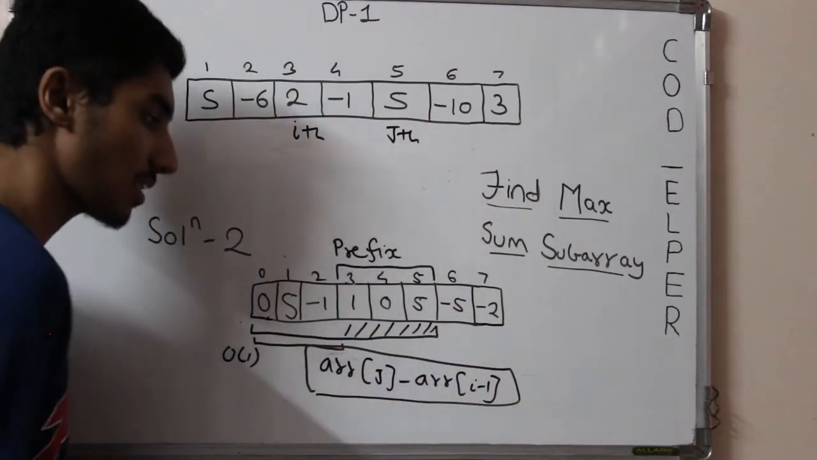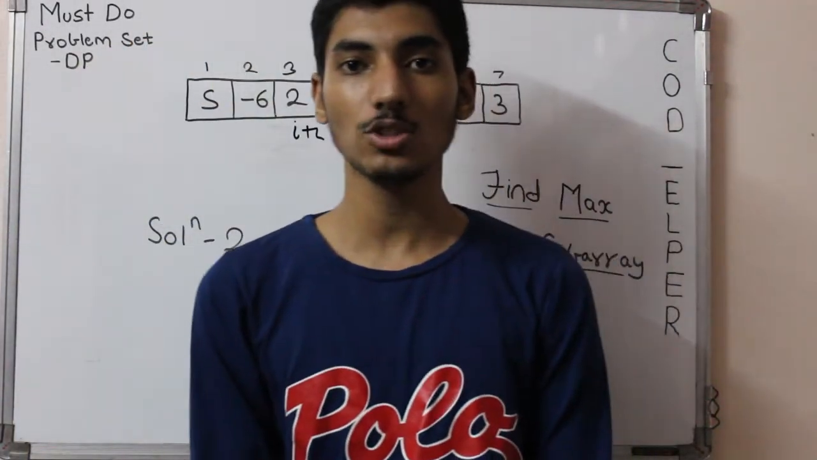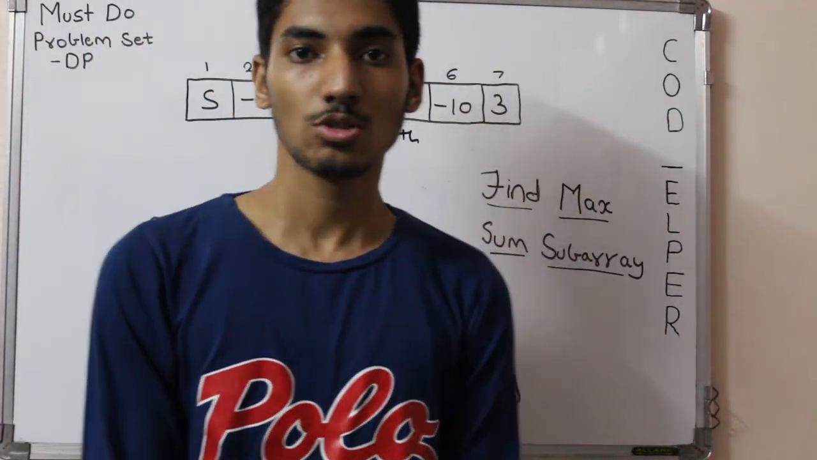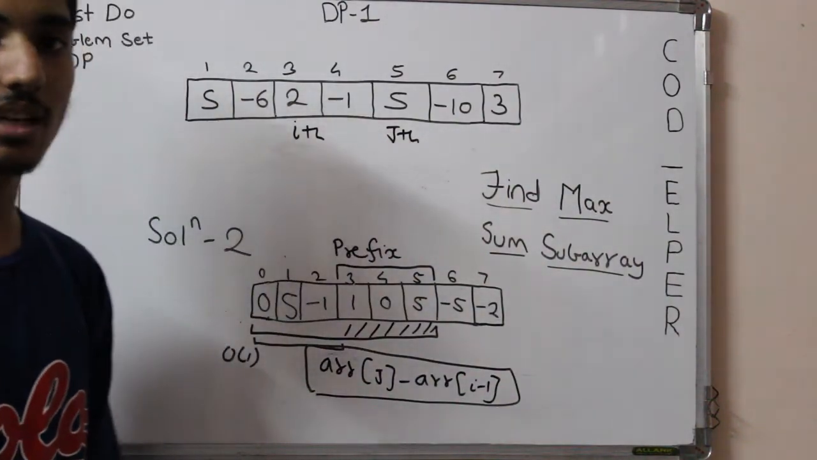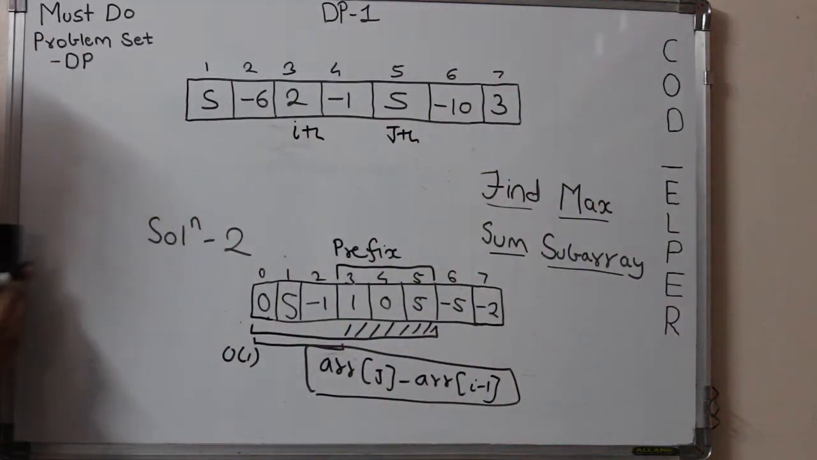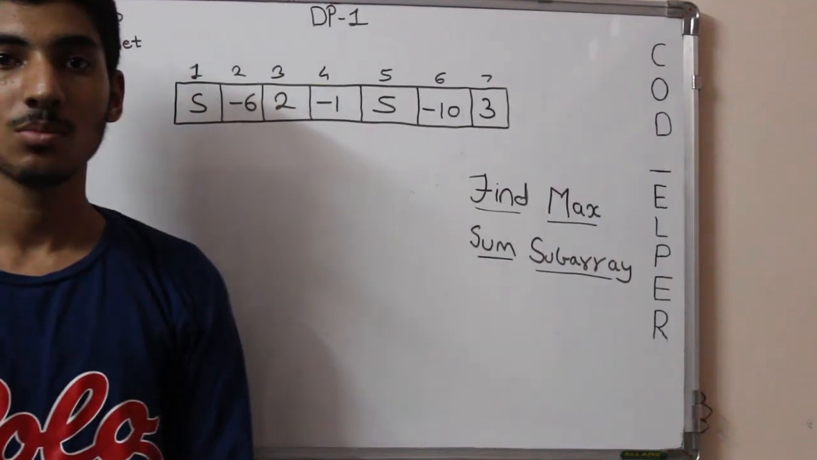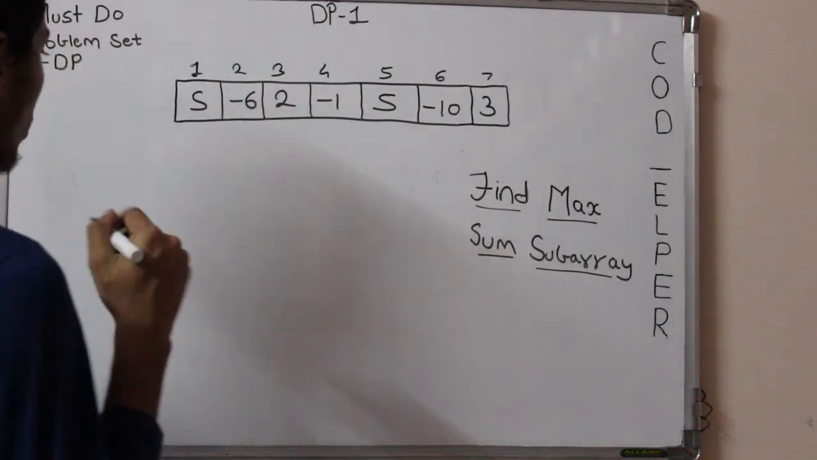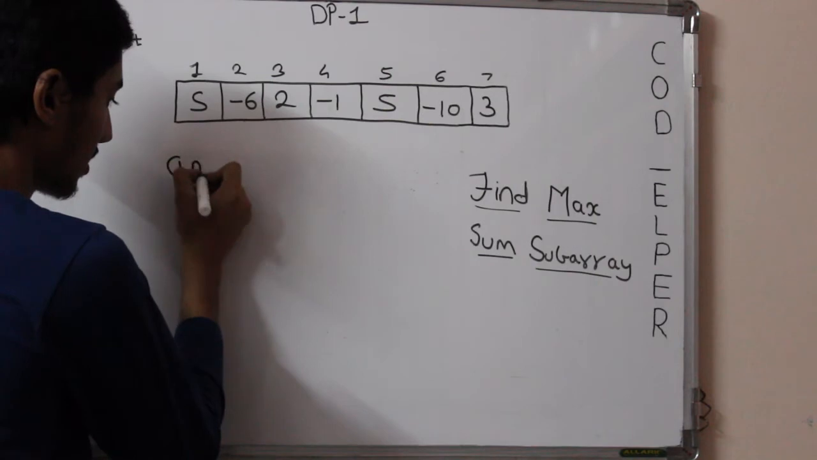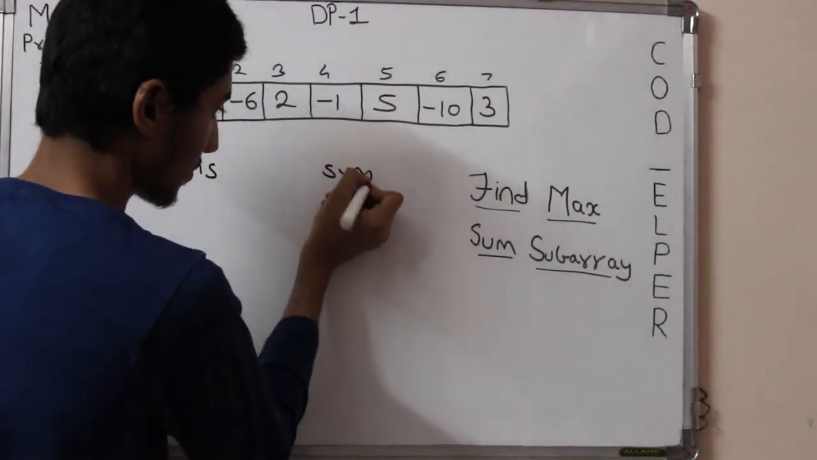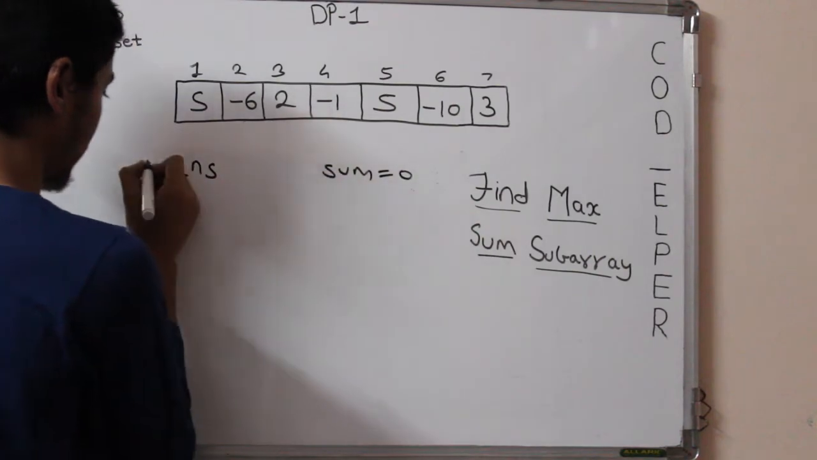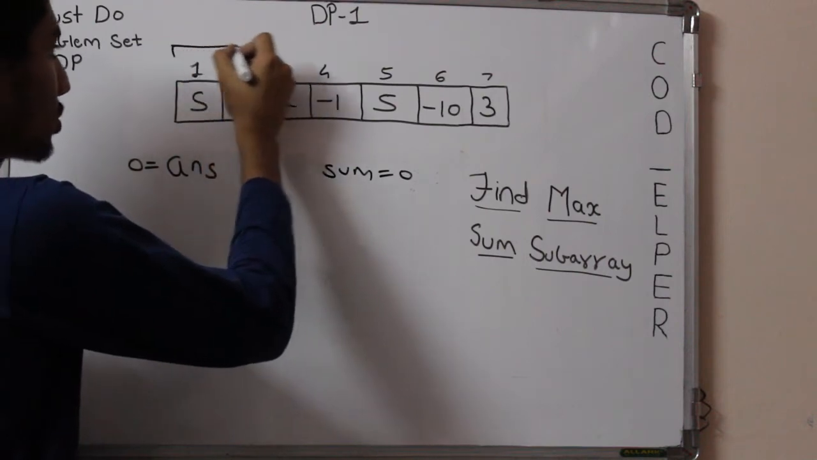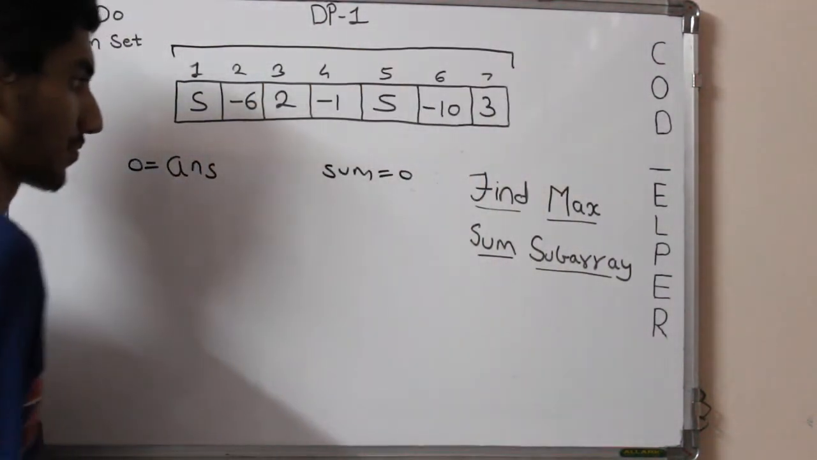But still, in this approach, it takes O of n square time to compute all the subarrays and compare the sums. So we have to again discard this approach. The last, most optimized approach for our question is: firstly we have to declare two variables, answer and sum, and initialize them to 0. Now we have to iterate our array from the first position till the nth position.